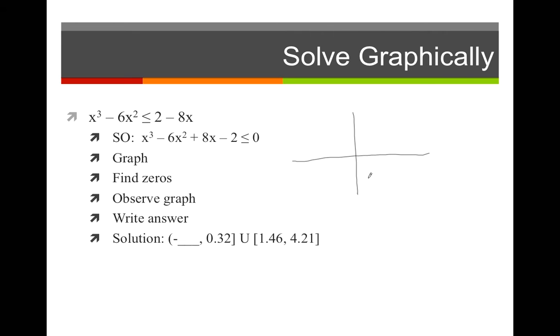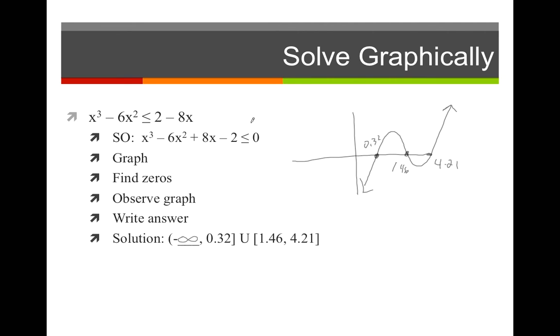none of my zeros were negative, so they were all positive. It was a cubic polynomial, so it looked something like this. And here was 0.32 using my graphing calculator, 1.46, and 4.21. And I asked, when is it less than or equal to 0? Well, it's less than or equal to 0 from negative infinity up until 0.32, and it's equal to, so we get to use square brackets, and square brackets 1.46 to 4.21.